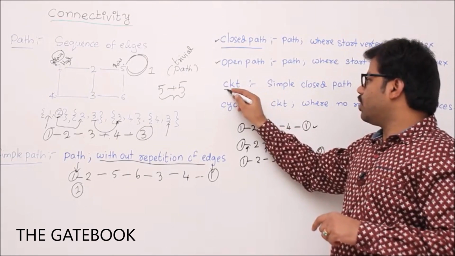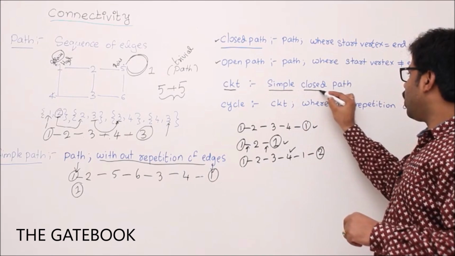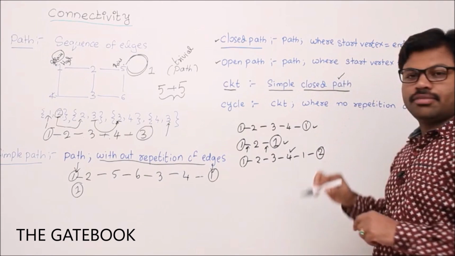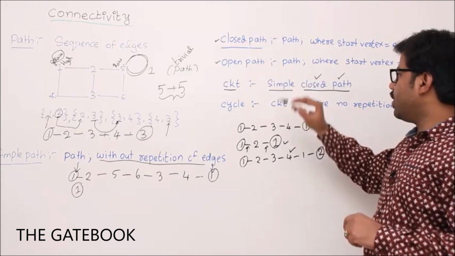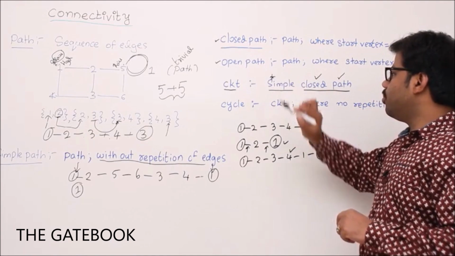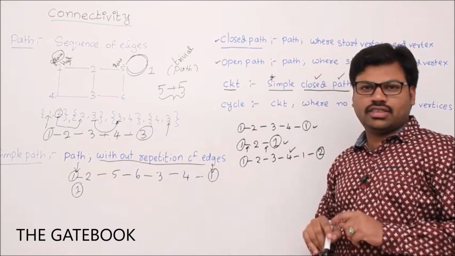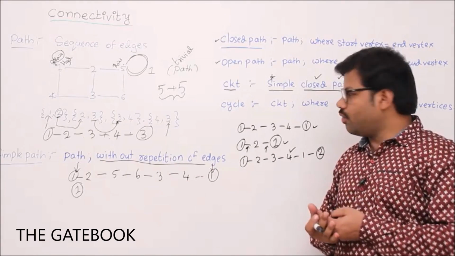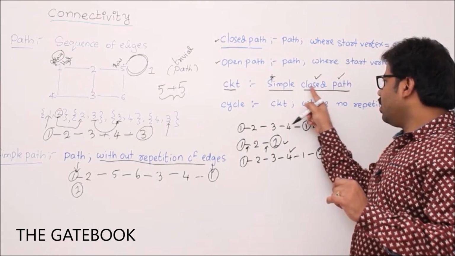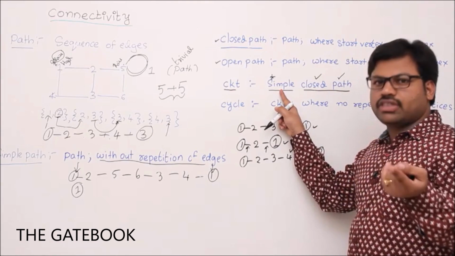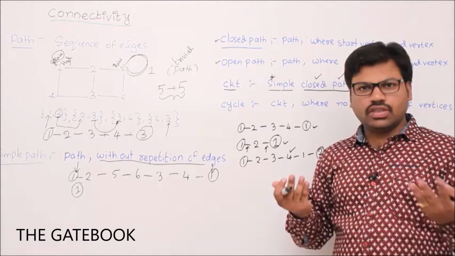Now we'll see circuit. Let me read the definition of circuit. A circuit is a simple closed path. You know what a path is? You know what a closed path is, where the starting vertex equals the ending vertex? One extra condition is simple. So what is a simple path? A simple path is a path without repetition of edges. Let's consolidate all of these things. It's a path where starting equals ending, and simple means no repetition of edges. Any path without repetition of edges and which is closed is a circuit.